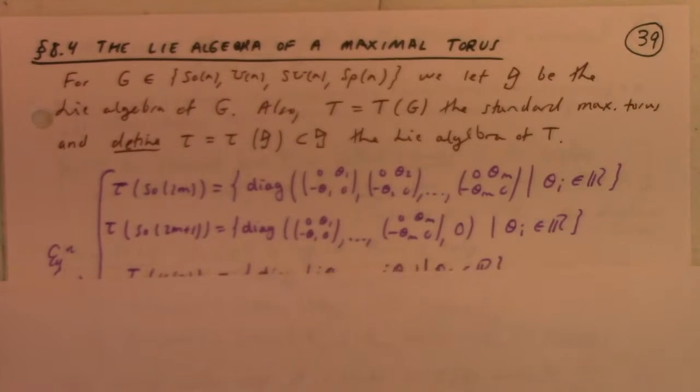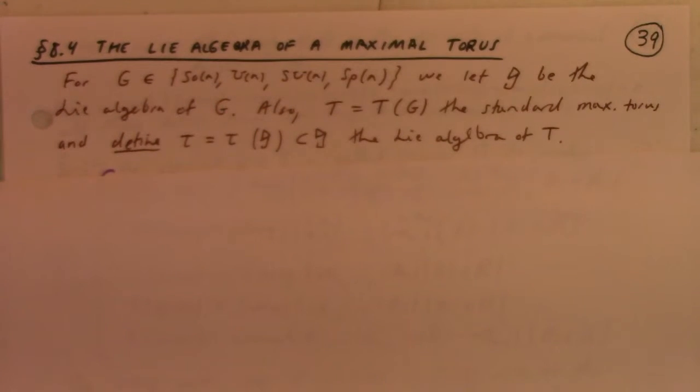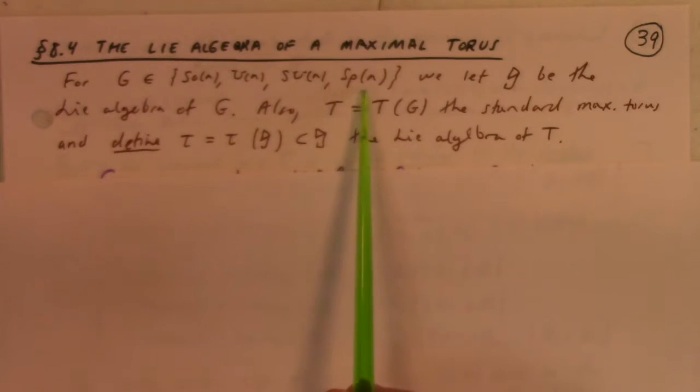Okay, of course in the last little bit, those little r's were just the 2x2 rotation matrices. That's what that was, obviously. Anyway, moving on here. G is one of these guys: special orthogonal, unitary, special unitary, or symplectic.